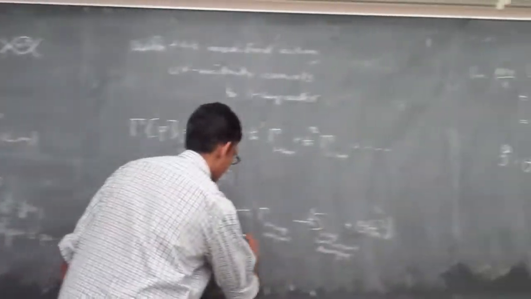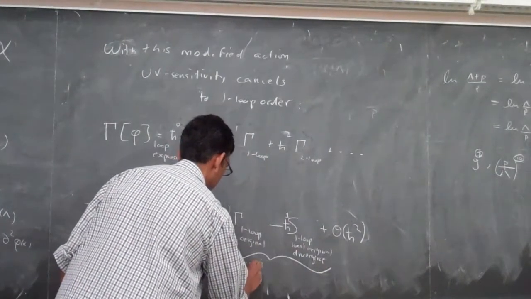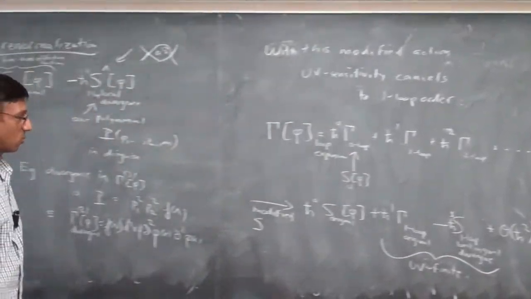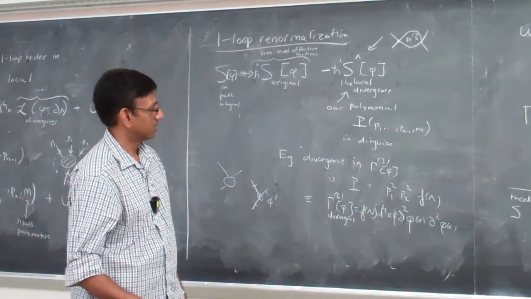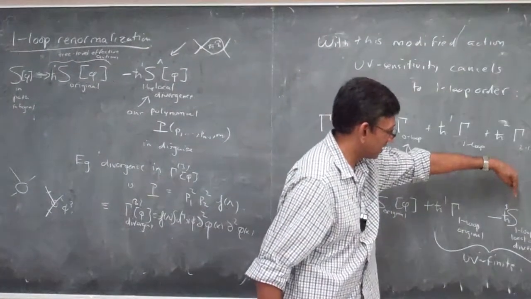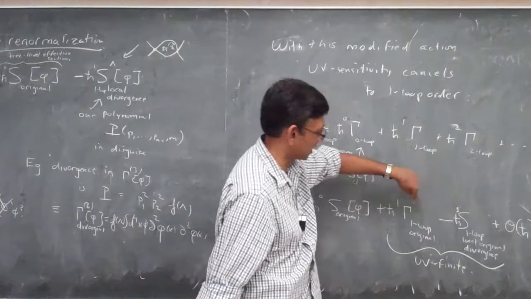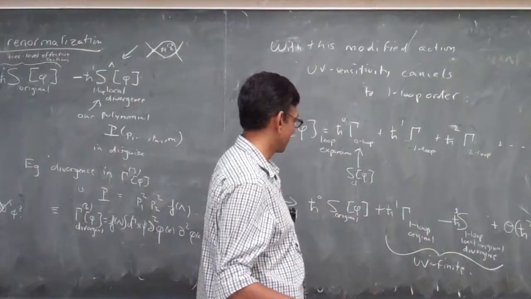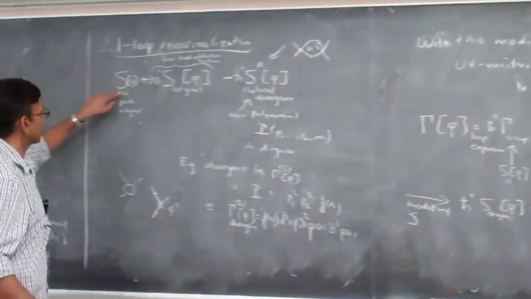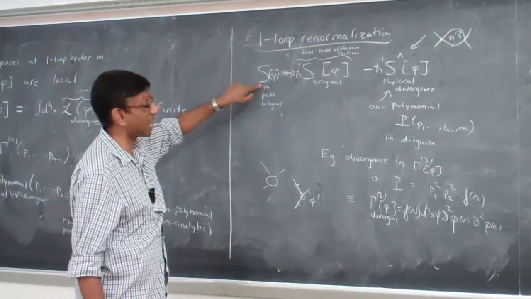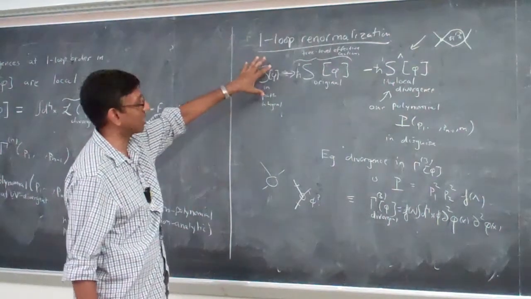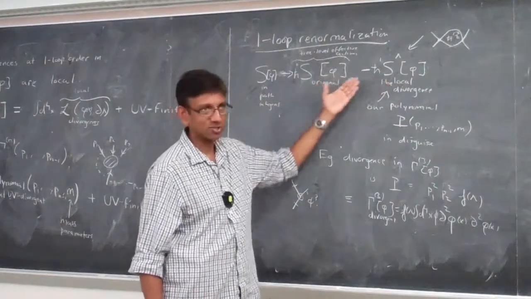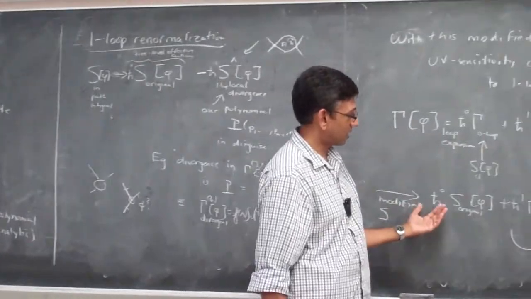But now you see that this is UV finite. Why? Because by definition, this is the loop divergence in this. If I subtract it, I'm left with something finite. The end. Okay? So by just modifying the path integral, by modifying the action, which is the weight in the path integral, but not changing it from being local, it's still a local action, I am able to get something UV finite.